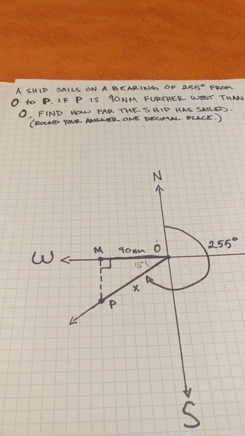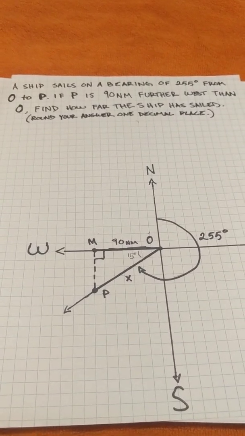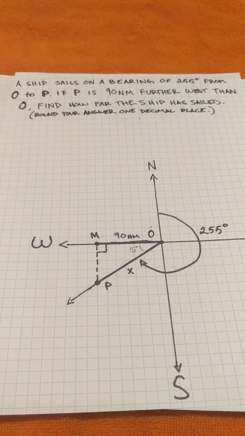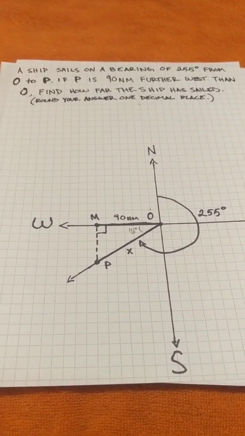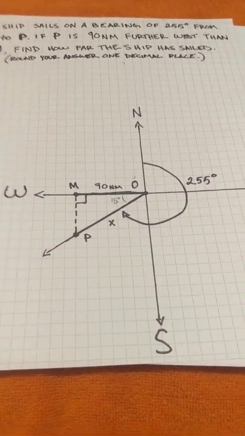So our word problem is a ship sails on a bearing of 255 degrees from O to P. If P is 90 nautical miles further west than O, find out how far the ship has sailed and round your answer to one decimal place.